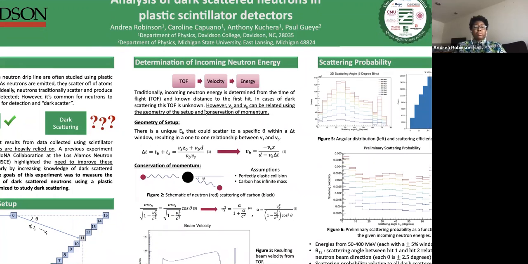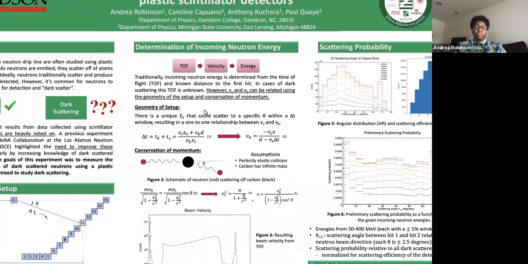What we do know is that we can relate velocity of the scattered neutron to the velocity of the beam because there's a unique energy that could scatter to a specific angle within a given delta time window, which we record. So using that knowledge, we can create a relationship between the two, seen in equation 1, and solving that equation for the velocity of the beam, we get equation 2. However, this has two unknowns, so we need another equation.